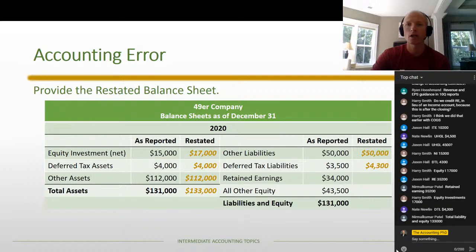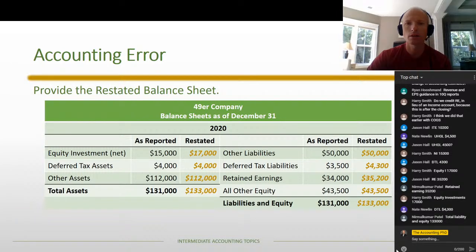Good, Nirmal Kumar, good job. Other liabilities don't change, and as you guys had pointed out, the deferred tax liability increases by the tax effect of $800, for a total of $4,300. The retained earnings is increased by the after-tax amount of $1,200. Other equity is unchanged, which means liabilities and equity is also $133,000. Good job.